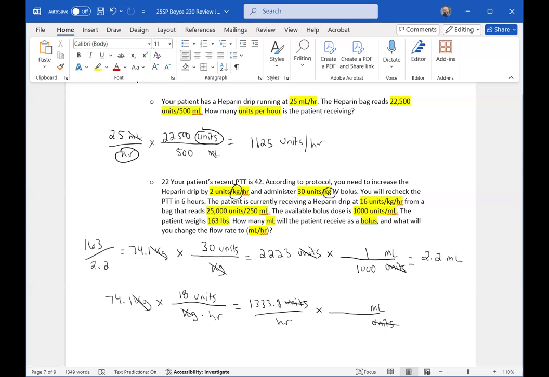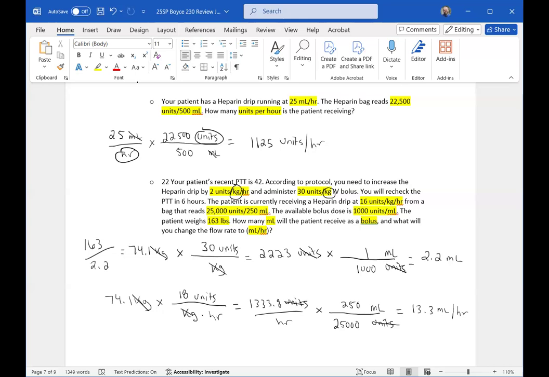Okay. Now, the next question is, well, then what units of milliliters do I use? Well, we're calculating an infusion. We're not calculating a bolus, so we're not going to use the bolus dose information. We're going to use the IV. So I'm going to transfer down the 25,000 units, the 250 ml, and we're going to do that calculation, and we're going to get 13.3 ml per hour.